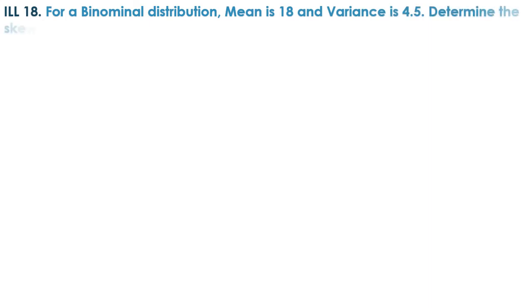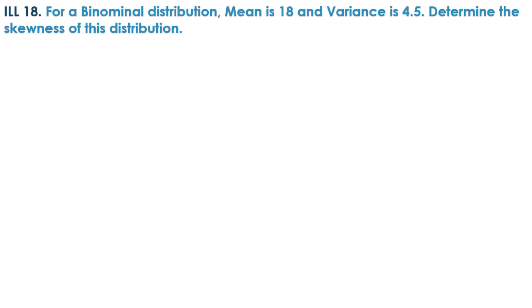Illustration 18. For a binomial distribution, mean is 18 and variance is 4.5. We have to determine the skewness of this distribution. Now, if you remember correctly the characteristics of the binomial distribution, when p is less than 1 upon 2, the skewness is positive. When p is more than 1 upon 2, the skewness is negative. And when p is equal to 1 upon 2, there is zero skewness, there is a symmetry. So we have to calculate the value of p and then compare it with 1 upon 2.